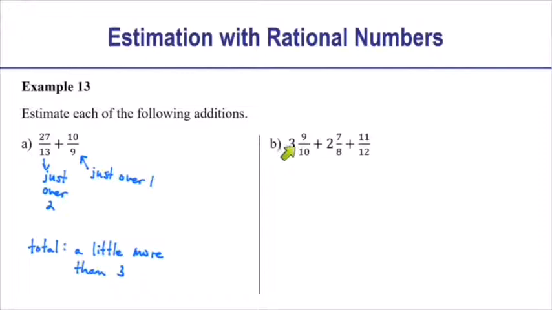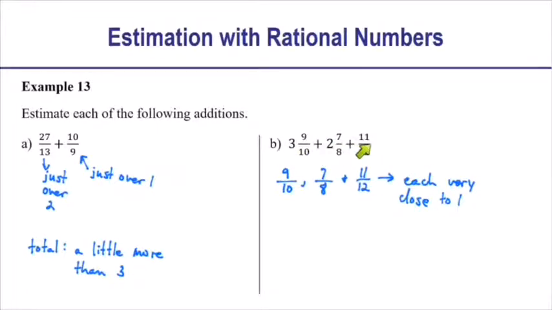Here in part B we have 3 9/10 plus 2 7/8 plus 11/12. Okay, each of these fractions is very close to 1. 9/10, of course, is just 1/10 shy of 1. 7/8 is just 1/8 shy of 1. And of course 11/12 is just 1/12 shy of 1. So we're going to estimate each of these fractions as 1.